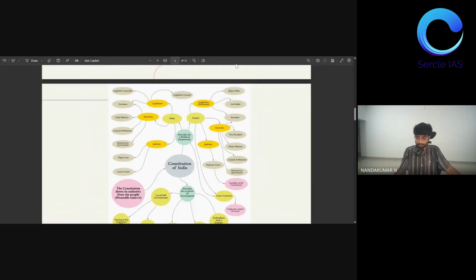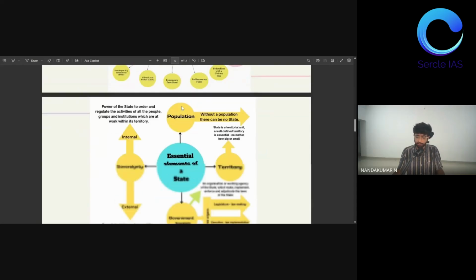This mind map is very important. I'll share it in the group. This must be your entry to Indian polity. When you prepare Indian polity, you just need to have this picture in your mind. Okay, so this is clear, right? Today we are going to cover the basic aspects of Indian polity.